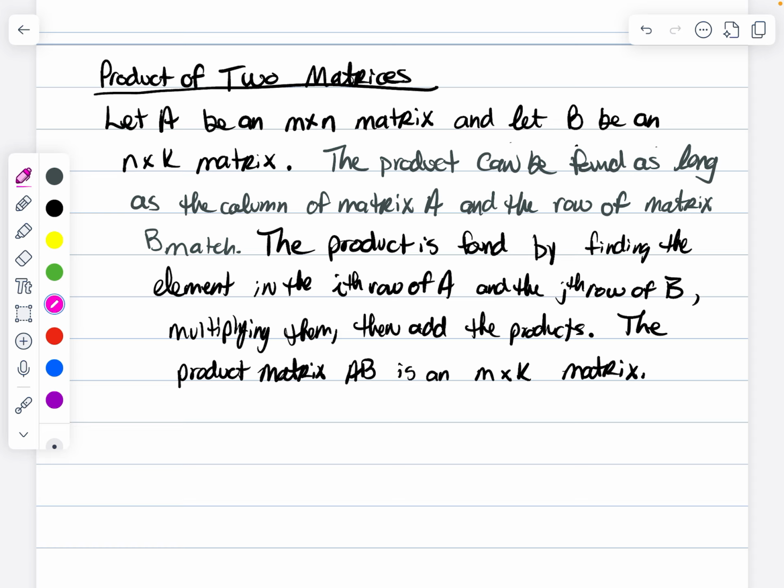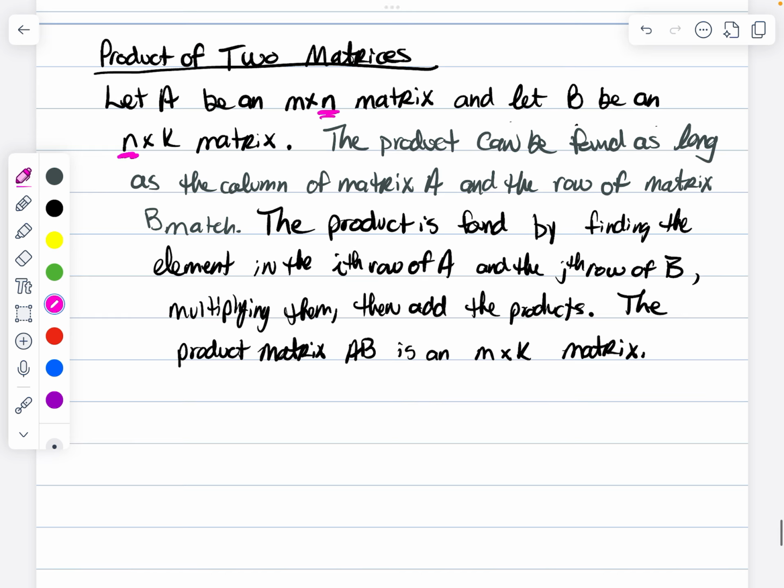So it says, let A be an m by n matrix and let B be an n by k matrix. The product can be found as long as the columns of matrix A and the rows of matrix B match. So what I mean is n and n, they have to match there. If not, then we can't multiply them. All right, so let's keep going.